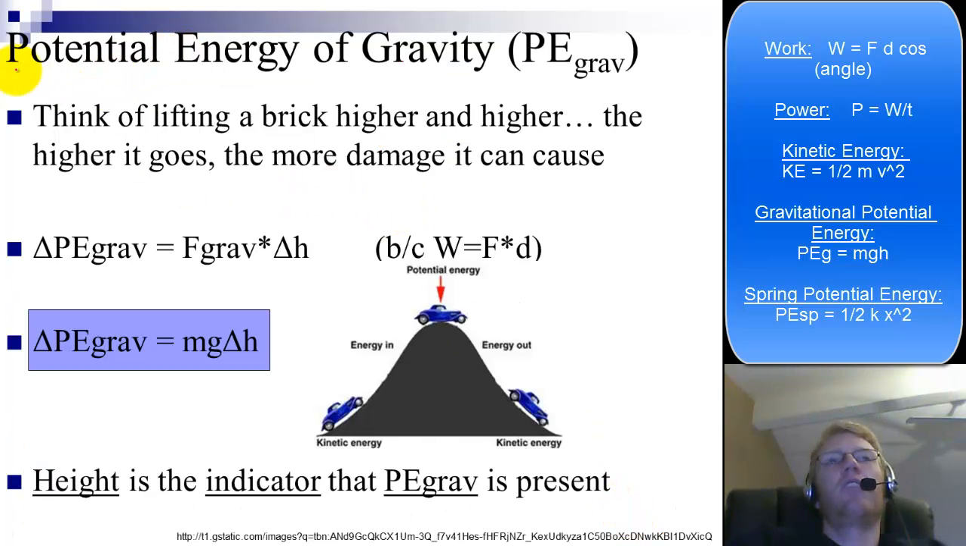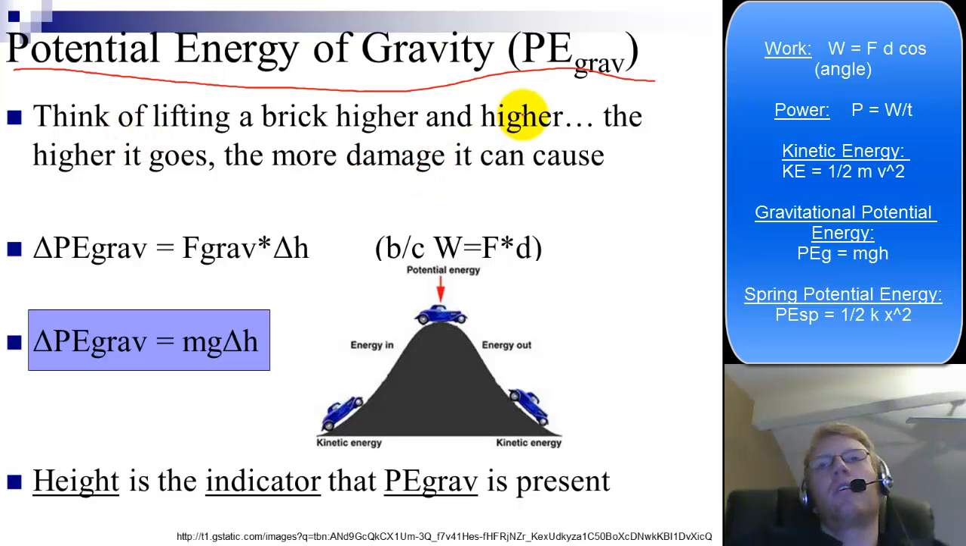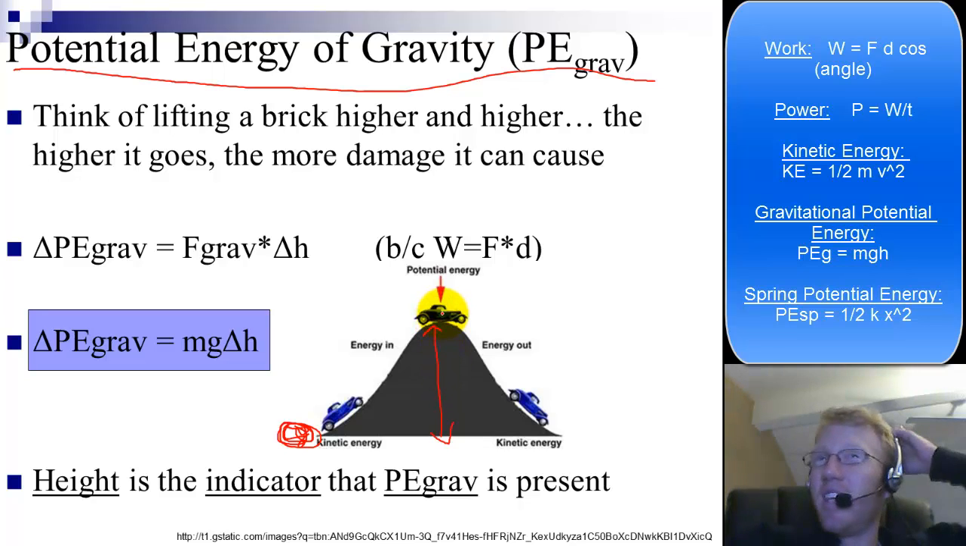Okay, potential energy of gravity. The higher an object is, the more energy it has. So this is why you need a reference point. If you say that the bottom of the hill is your 0 point, okay, well, it's messy, but there's a 0 point, then the top of the hill has some height, and therefore this car has some amount of potential energy based on the fact that it's up here at some height. And it has the potential.